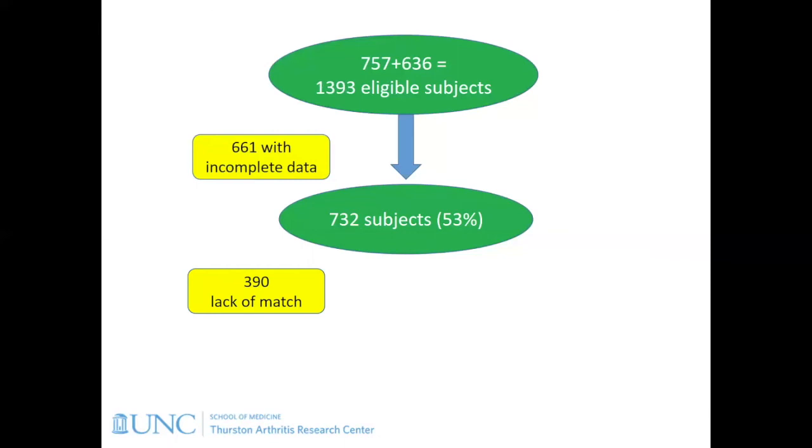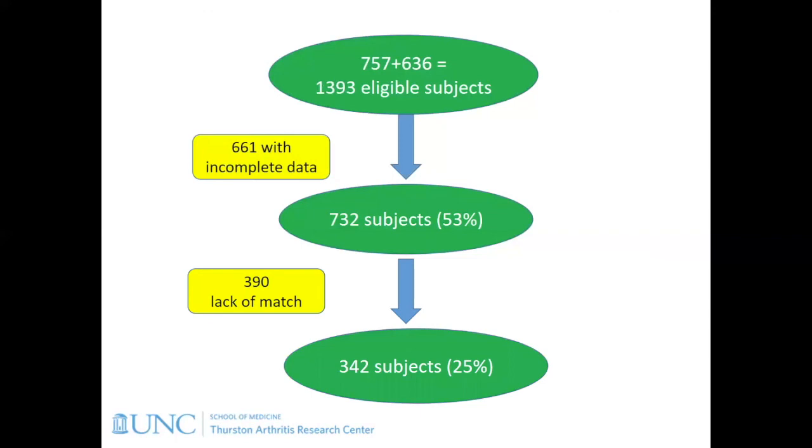And then we lost 390 due to a lack of match. So by the end, out of all the people that they had brought into the study, they ended up only using 25% of them for their analyses. So this is concerning because in the end, we're not sure that we have a study that's representative of what we would see for these types of associations when everything is just whittled down.